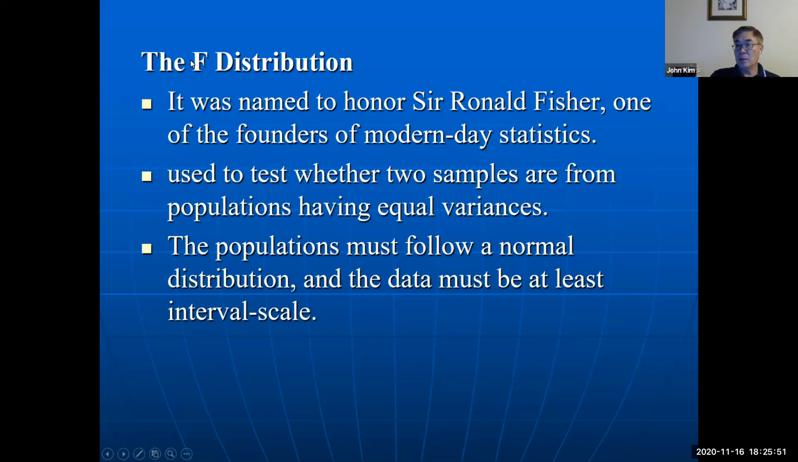A little bit about the F distribution. It was named to honor Sir Ronald Fisher, whose last name starts with F, one of the founders of modern statistics. It is used to test two samples, but also 3 or more samples. The populations must follow a normal distribution, and the data must be at least interval scale.